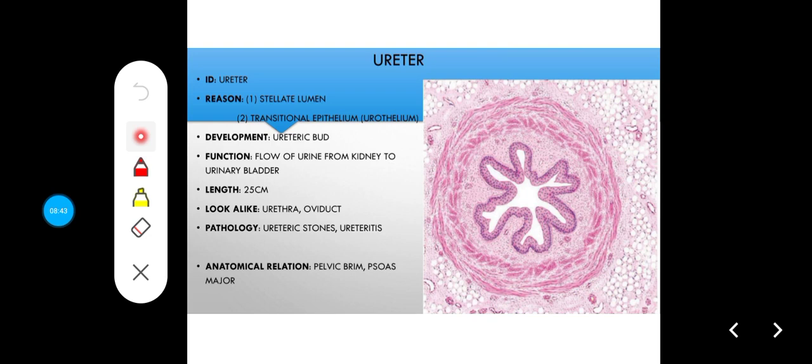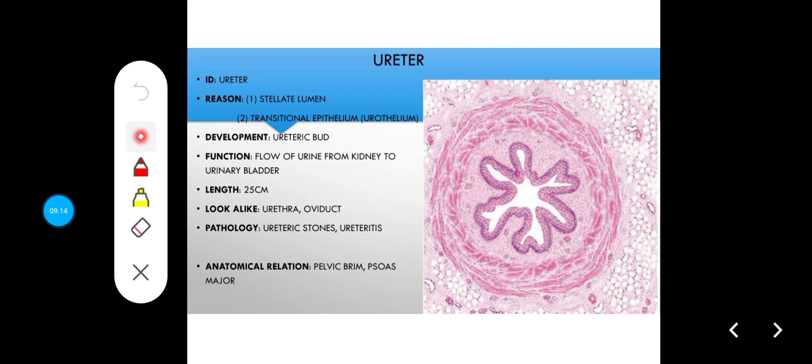Then the next one is the ureters. Let's read the side notes. The reasons for identifying the ureters is the presence of stellate lumen and then transitional epithelium. The transitional epithelium is also called the urothelium. So the development is from the ureteric bud. The function of the ureters is the flow of urine from the kidney to the urinary bladder.